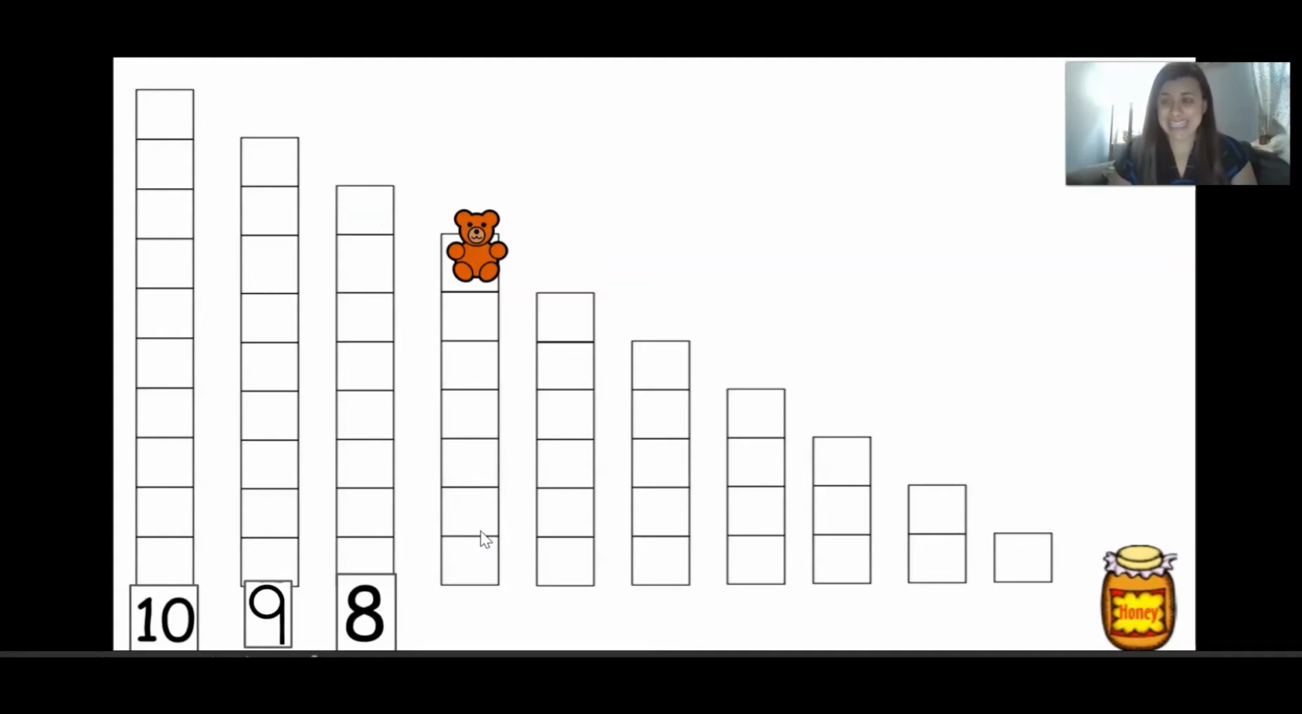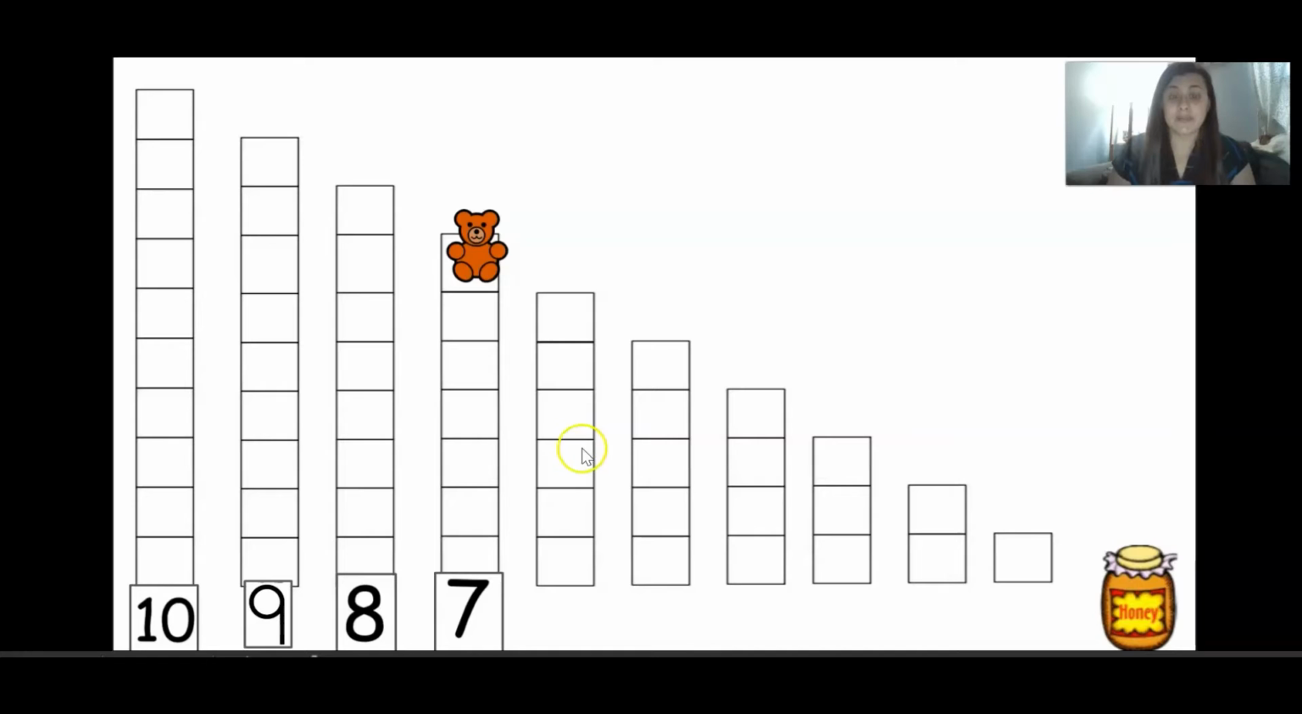1 less than 8. Your teacher's going to pause the video and talk to you about what is 1 less than 8. What number tower is Mr. Bear on now? You probably said 7 is 1 less than 8. We started at 10. We counted down 9, 8, 7. You're probably noticing when we go down, we're taking 1 cube away.